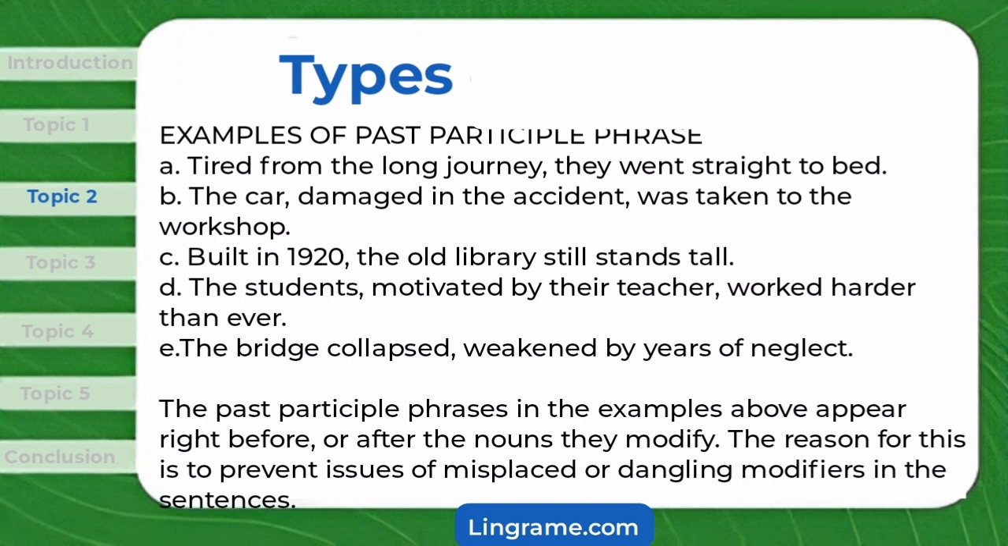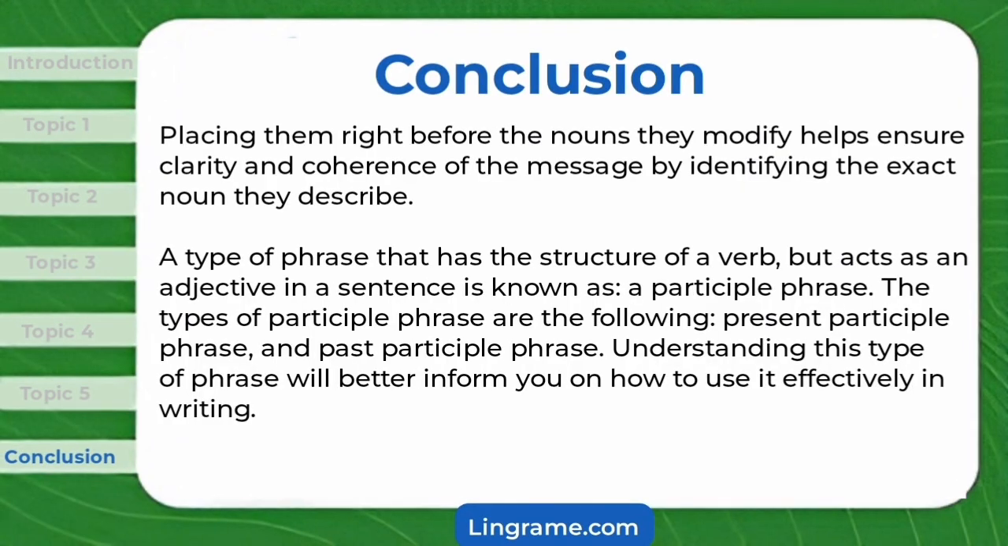The past participle phrases in the examples above appear right before, or after the nouns they modify. The reason for this is to prevent issues of misplaced or dangling modifiers in the sentences. Placing them right before the nouns they modify helps ensure clarity and coherence of the message by identifying the exact noun they describe.